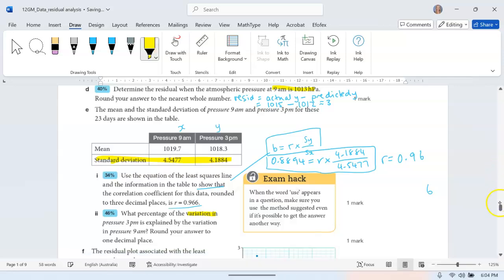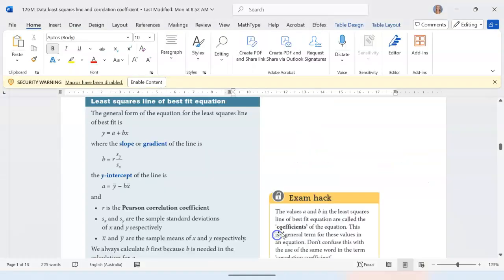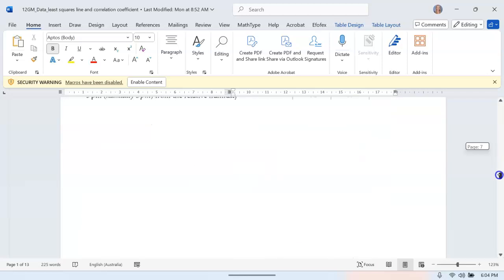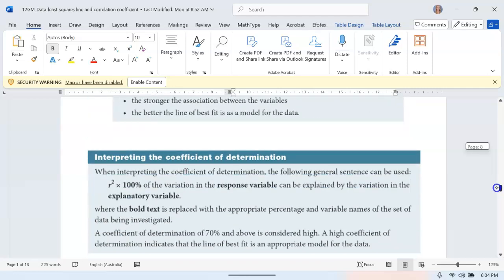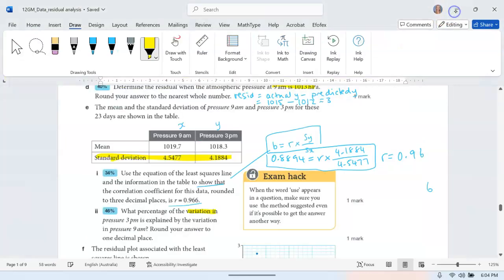But where did we do that? It was on the other one, wasn't it? Let's go to the other doc. So just go down to the interpretation. No, next one. All right, so you can see here, this sentence it's used. R squared times 100%, so that's your coefficient of determination. We always express it as a percentage of the variation in the response variable can be explained by the variation in the explanatory variable. So getting familiar with that interpretation will allow you to see that it's asking for R squared.